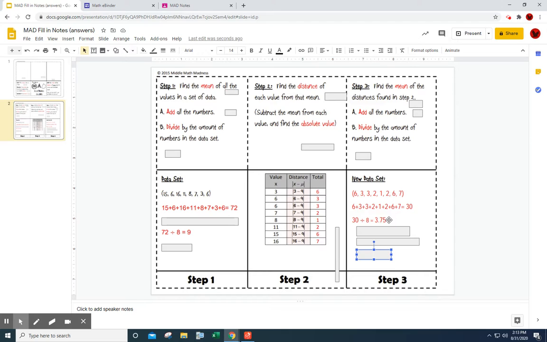Notice we have a 15 and a 3 and a 16. Those are all pretty far away from 9. So if we had a bunch of 11s and 8s and 7s and 10s, that number would be a lot smaller than 3.75. So that's kind of what you would use this for, just to figure out the spread of the data.